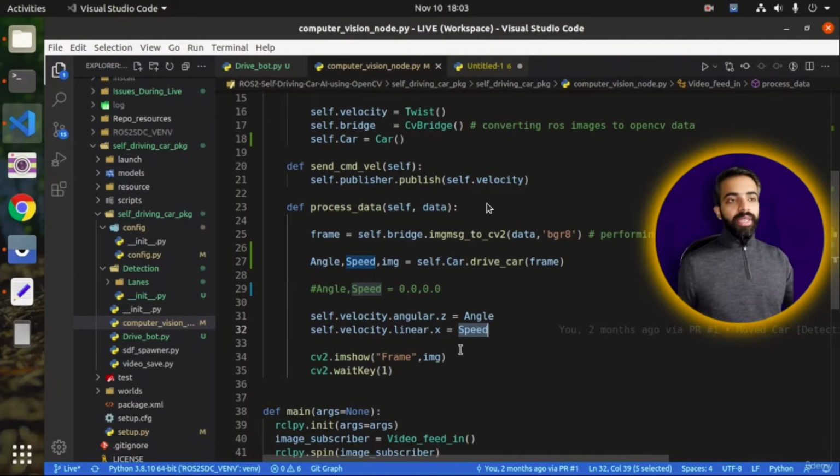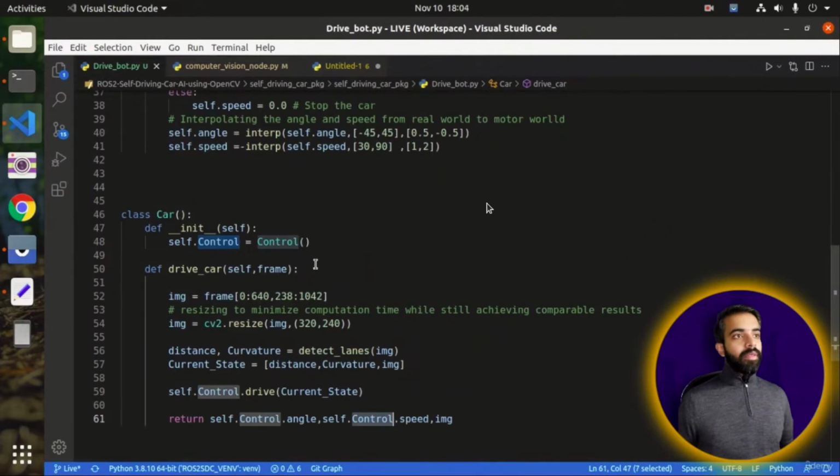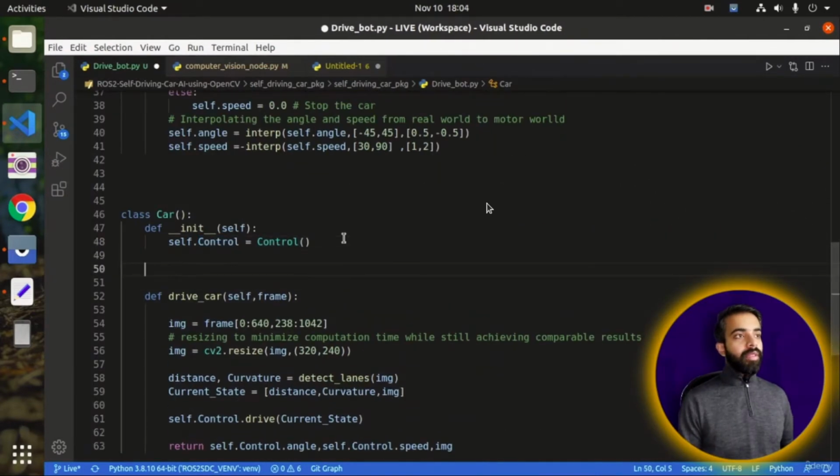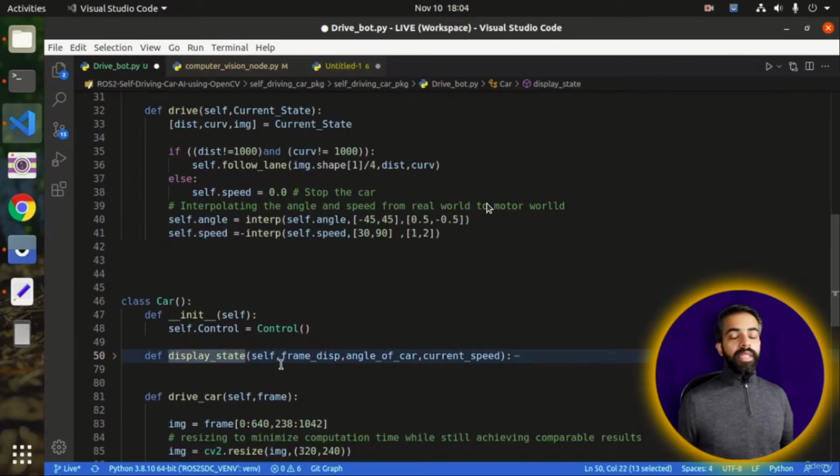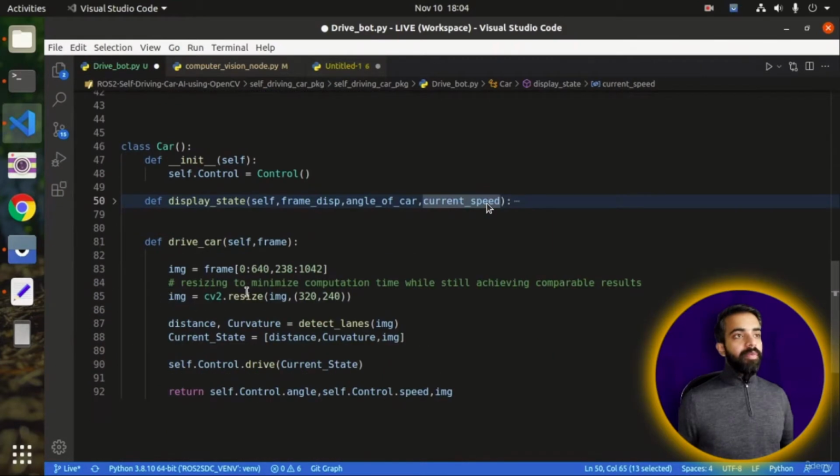Now one more thing that I want to add just for visualization purposes is the display function. So let's do that inside the drivebot.py. We define that function, the display function, right here. This function simply displays the state of the control system for each feature that we define. We pass in the frame, the display angle of the car, and the current speed, and it displays it on the screen.